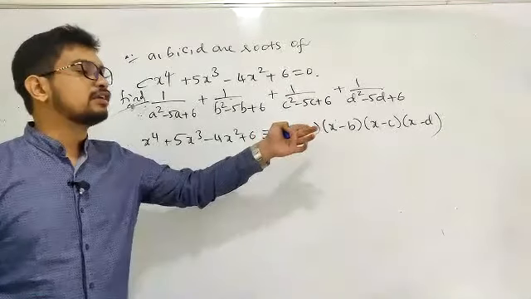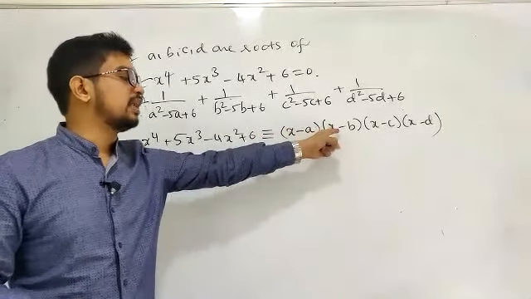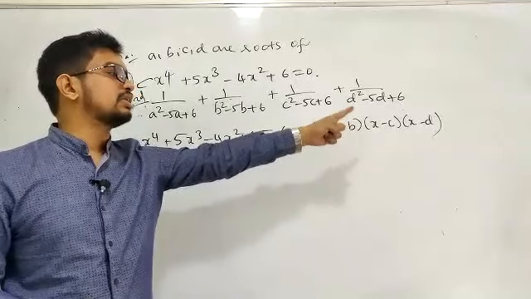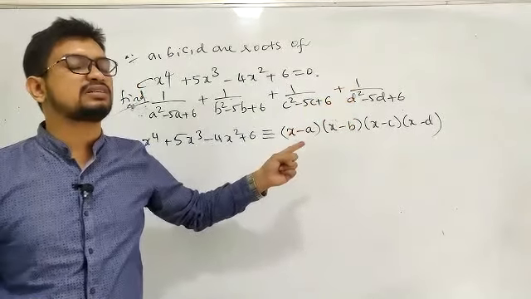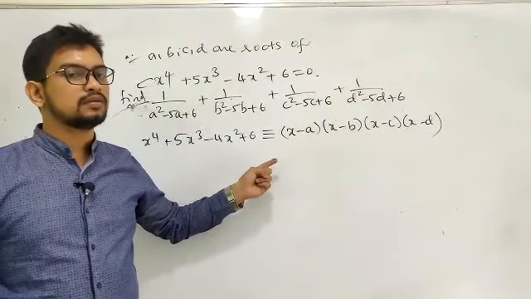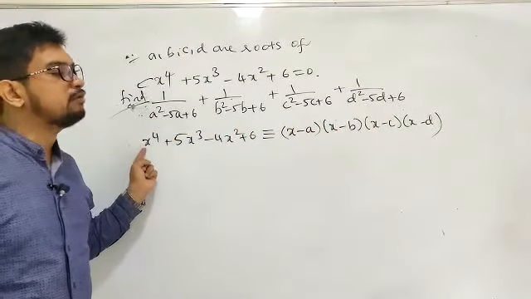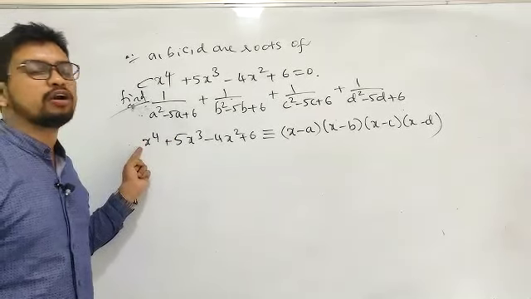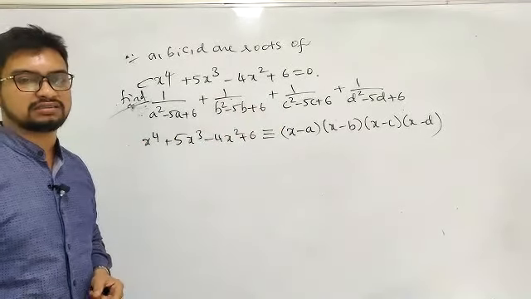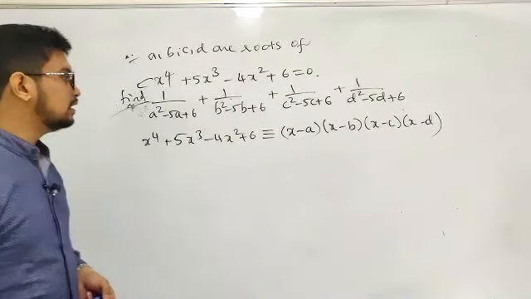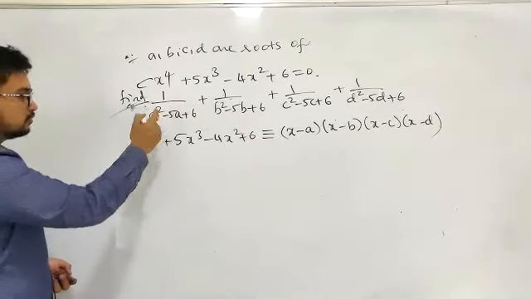Because I'm writing x minus a is a factor, x minus b is a factor, x minus c is a factor, and x minus d is a factor, as per the factor theorem. So I'm multiplying these four factors, and hence you are getting a biquadratic equation based on those four factors. Hope this is clear.